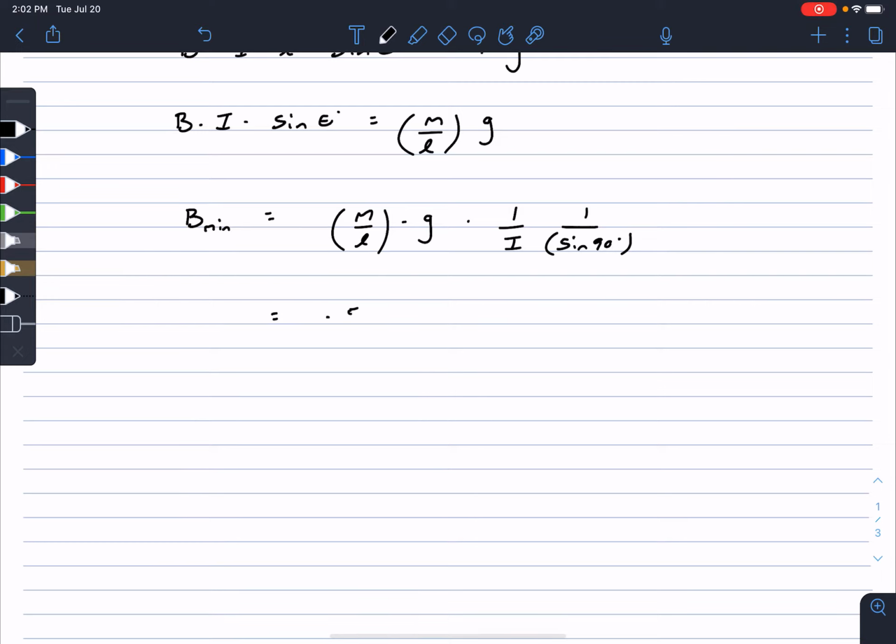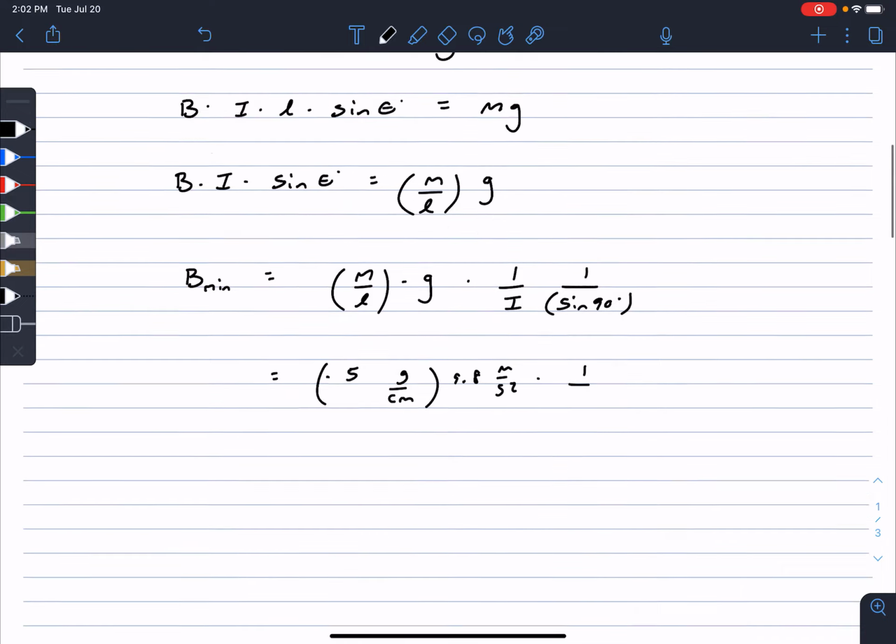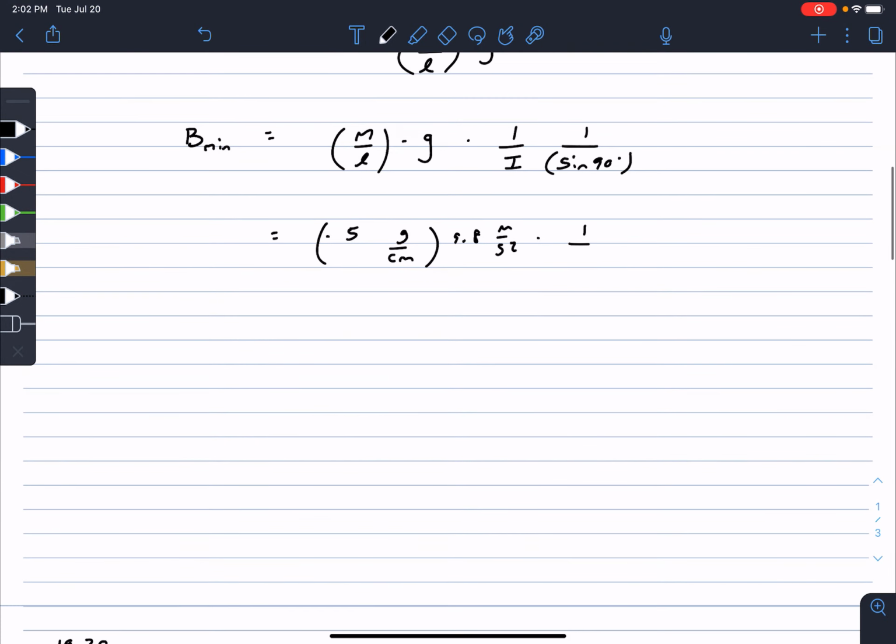Okay, so that's 0.5 grams per centimeter times 9.8 meters per second squared times 1 over, what was the current? 2 amps. We need conversions, right? We are in grams, centimeters. These are not SI units. So now let's put in some conversion factors. So 0.5, we'll just put all the numbers. 1 over 2, amps is fine. Meters per second squared, that's fine. Times grams per centimeter. Okay, now we need to convert to kilograms.